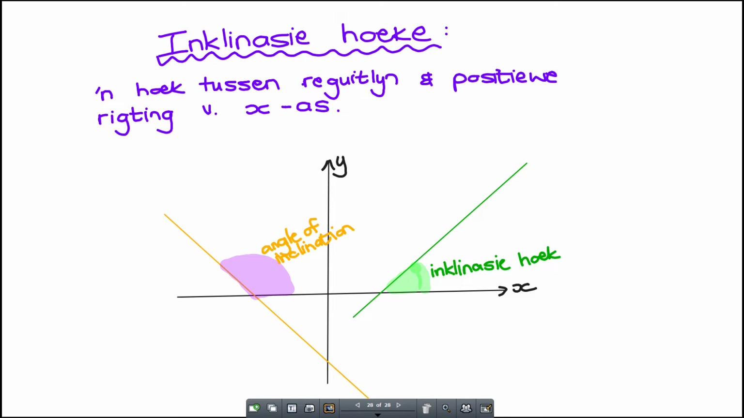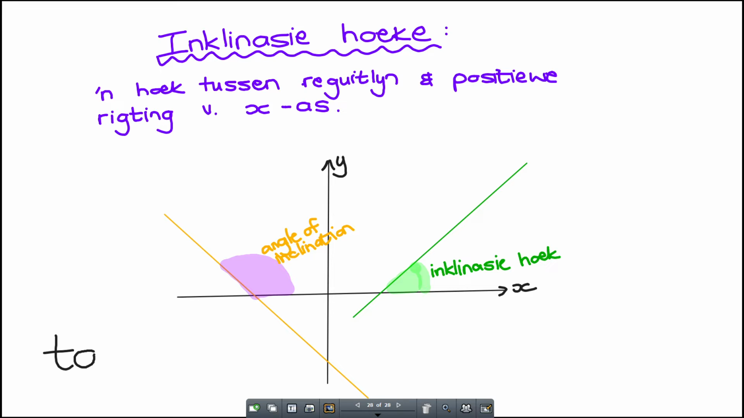Hulle sê vir jou, inklinasiehoek lê tussen die lyn in die positiewe rigting van die x-as. Okay, we have established that. Tan of the inclination angle is equal to m, meaning gradient of the line. Nou hierdie deel is eintlik waartoe ek werk. So, in this part you've got to study.